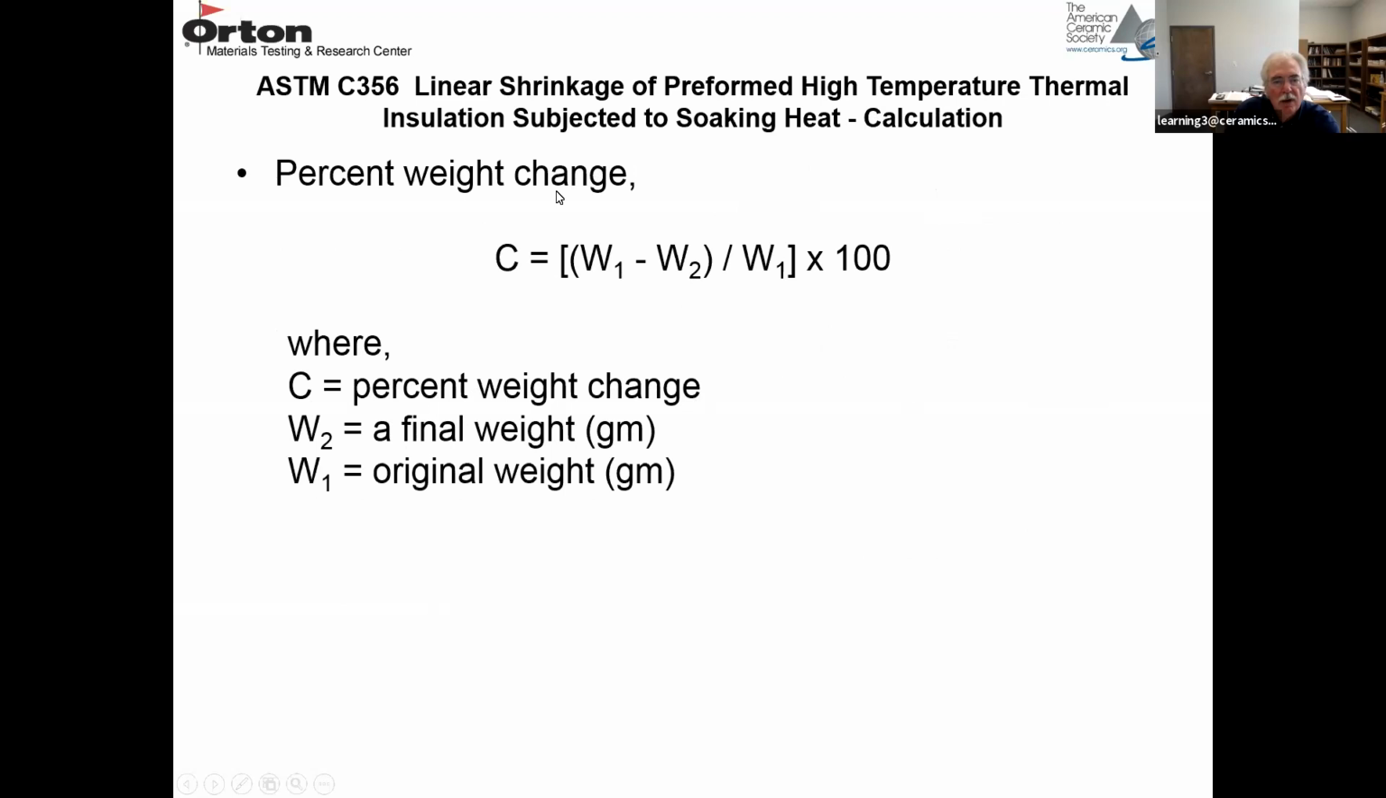You get the percent weight change. C is the percent weight change. W1 is the original weight. W2 is the final weight. The difference is divided by the original weight times 100 again for percentage.